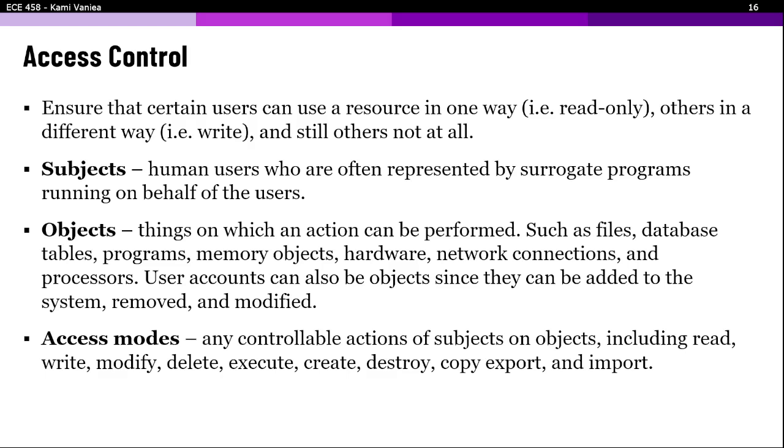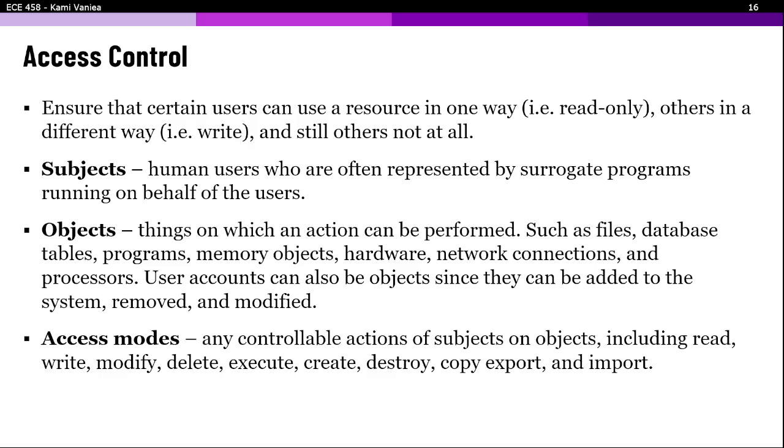Access control is predominantly done off of 3 points: the subject, the object, and the access mode. The subject is who or what is doing the access. That could be a person, that could be a process ID, that could be a network address, that could be whatever it is. The thing doing the access.